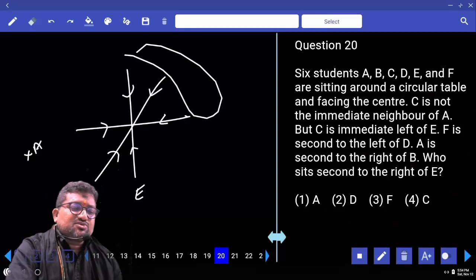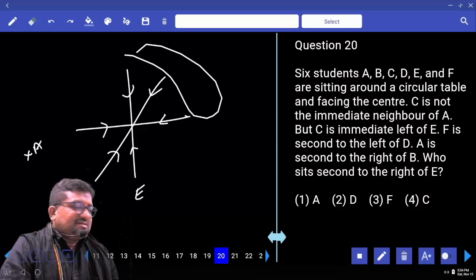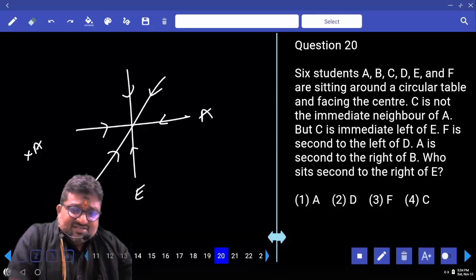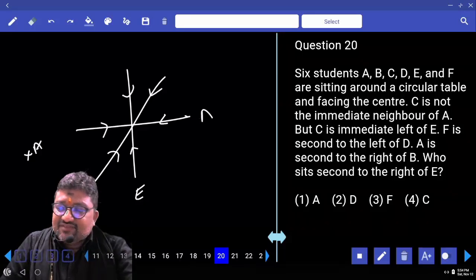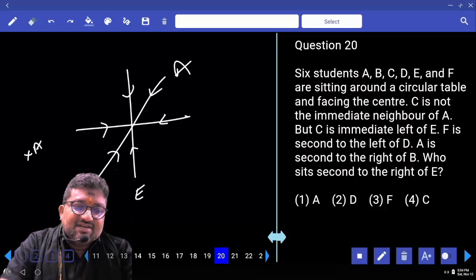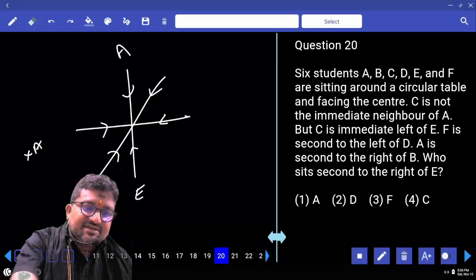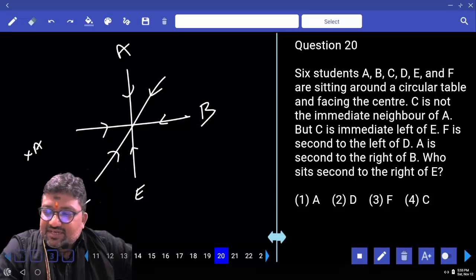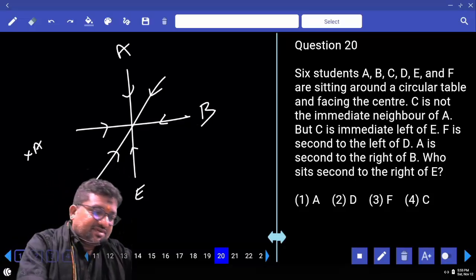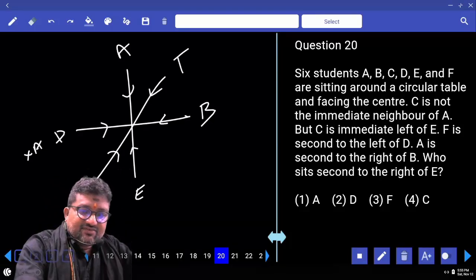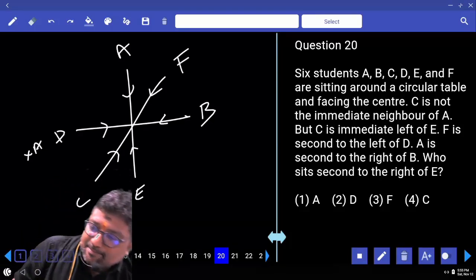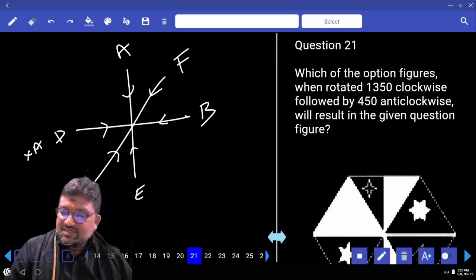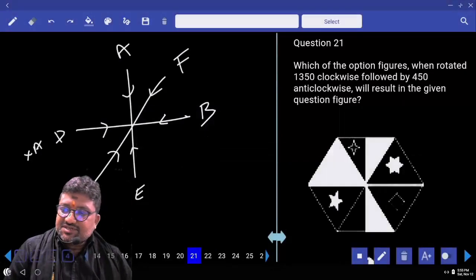A has 3 places to cover. A is not an immediate neighbor of C. Can I take A here? No. Does B come at A's second left? No. So that is the answer: B is second left of A. The line before it says F is second to the left of D. If I take D here, F at second left is second to the right of E. Done.